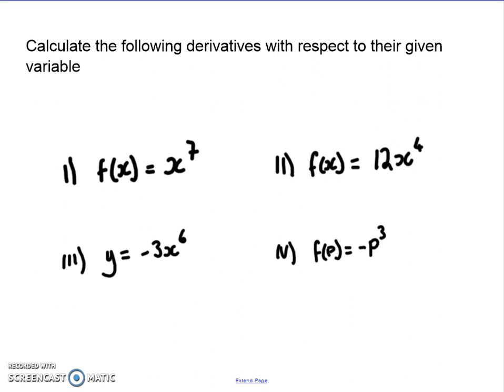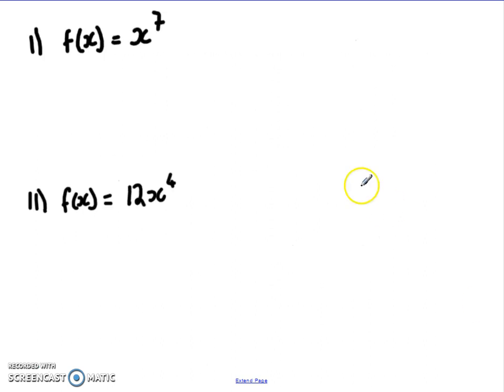So first one was f of x equals x to the 7. Second was f of x equals 12x to the power of 4. Third was y equals negative 3x to the power of 6. And the fourth was f of p equals negative p to the power of 3. So let's see how we crack these out.